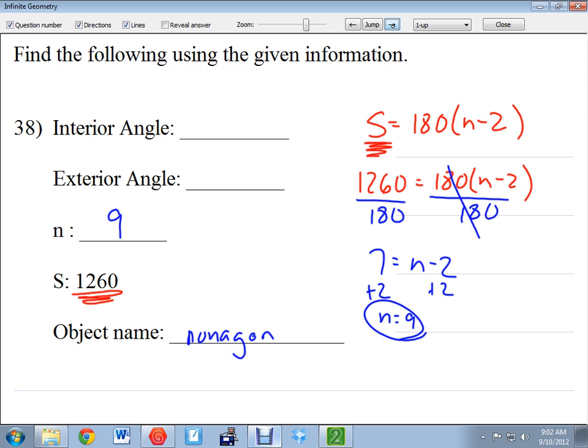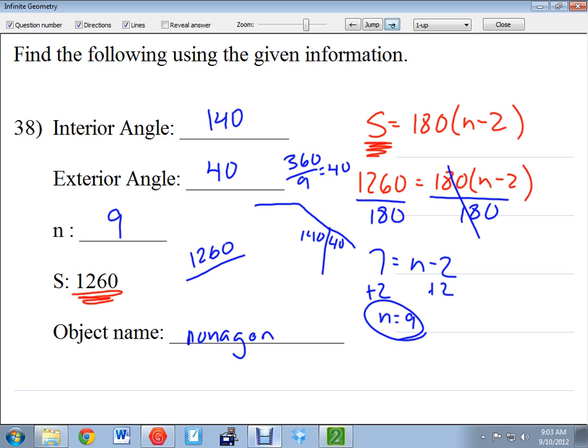But we do also need to find the interior and the exterior angle measures. So there's a couple ways we can do this. We can say the exterior angle is 360 divided by 9, which is 40. And then we could subtract that from 180, because remember, exterior angles and interior angles are supplementary, which will get us the interior angle is 140 degrees. We could have also, for the record, taken the 1260, which is the sum of all the interior angles, divided by how many interior angles there are, which is 9, and that would get me 140 for each.